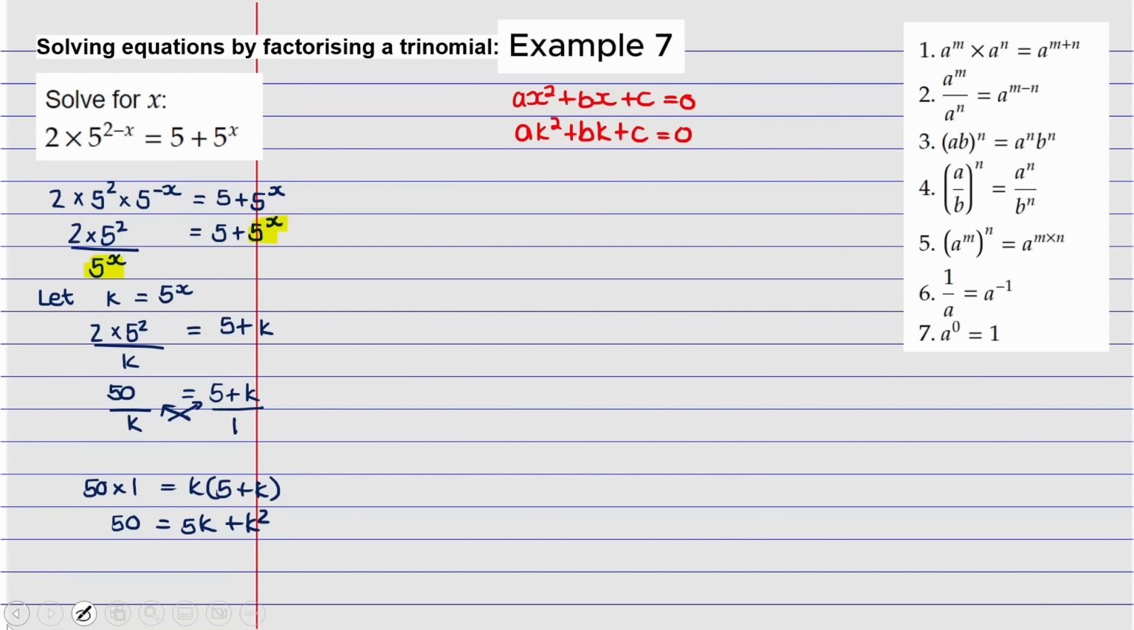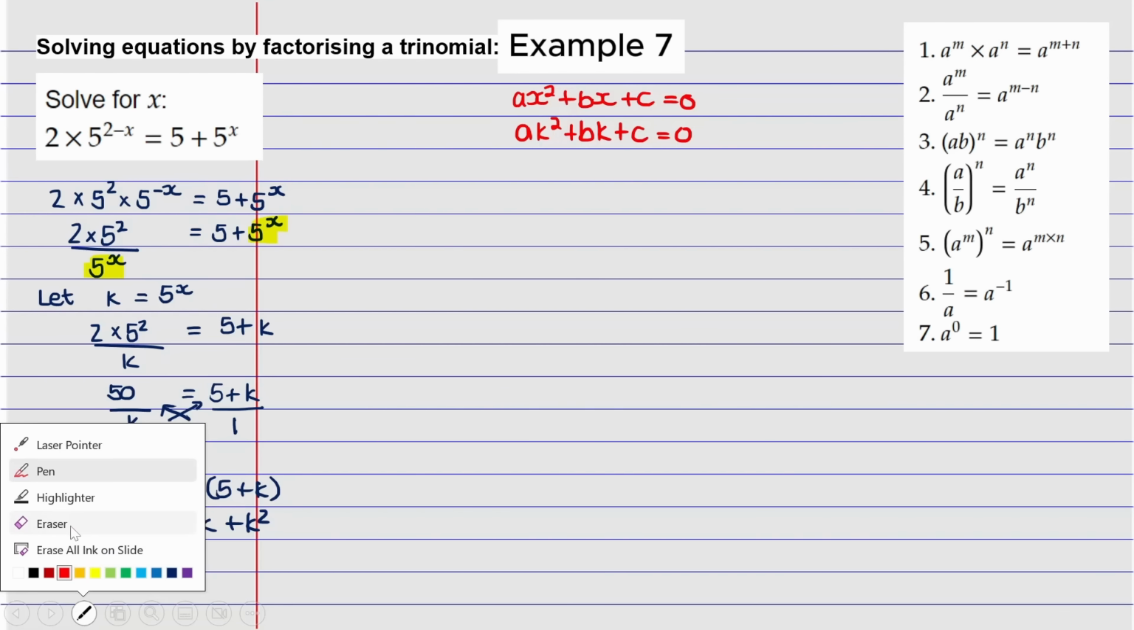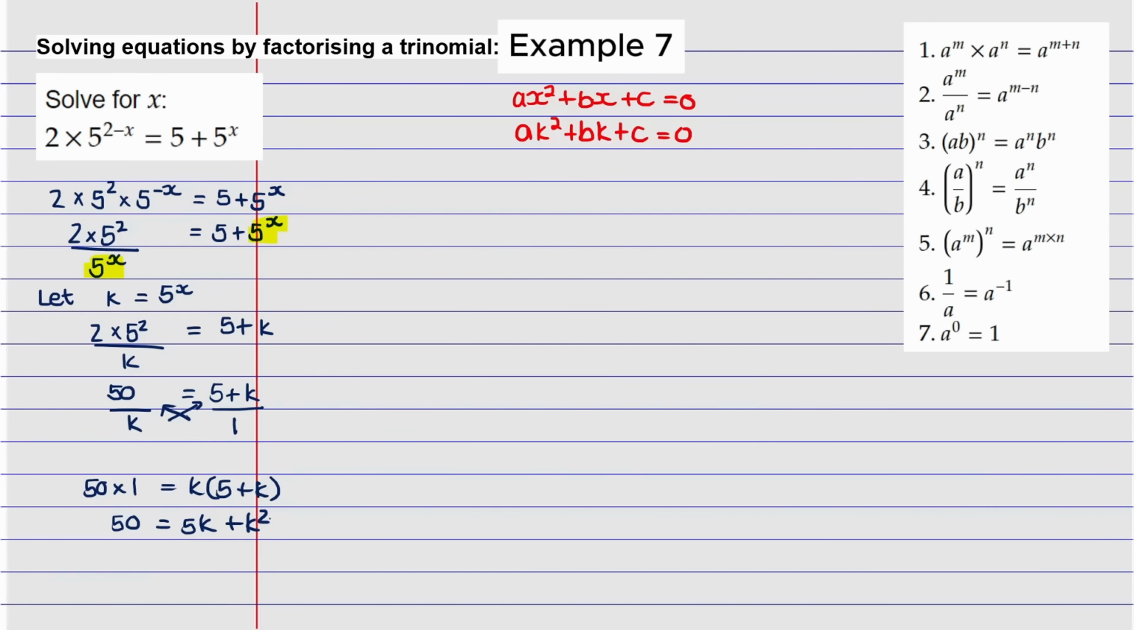So let's write it in that form. The other side needs to be equal to 0, and the term with the k squared comes first, the one with k only comes second, then the number comes last. So let me take my 50 to the other side. So this is going to be the same as 0 equals 5k plus k squared minus 50.